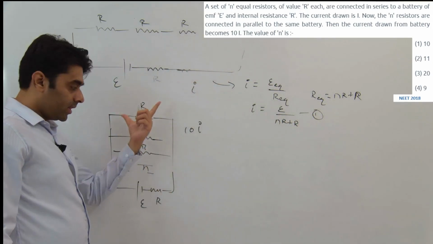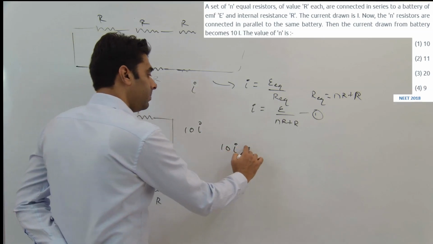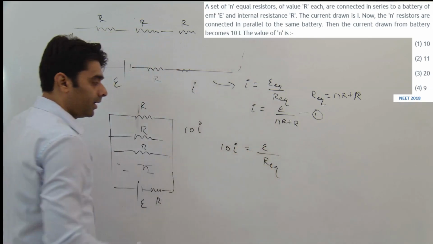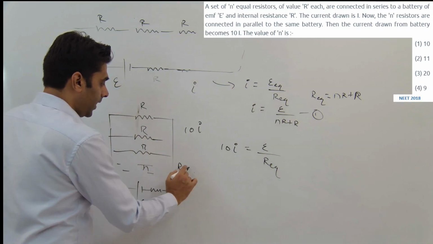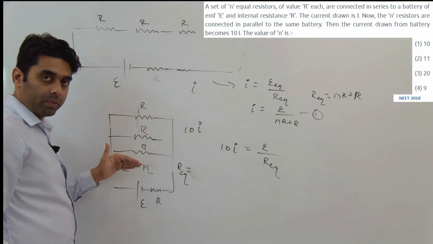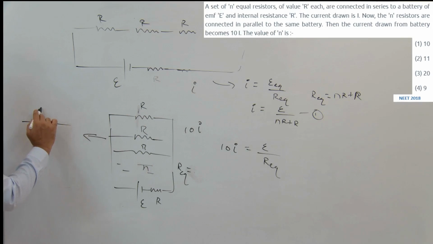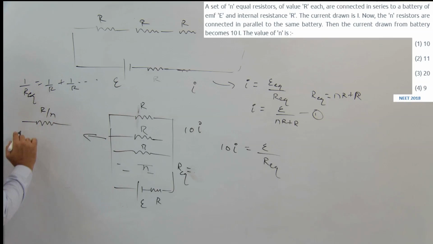Over here, when they are connected in parallel, current is 10I, and 10I will be E equivalent, which is E, by R equivalent in this parallel case. How much will R equivalent be in the parallel case? R n times. So what will R equivalent be for all of these? It will come out to be R by N. I hope everyone's okay with this. 1 by R equivalent is equal to 1 by R plus 1 by R, n times. So it becomes N by R. R equivalent is R by N. And then you have internal resistance also R.